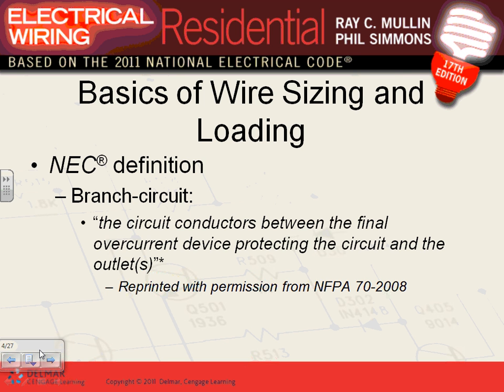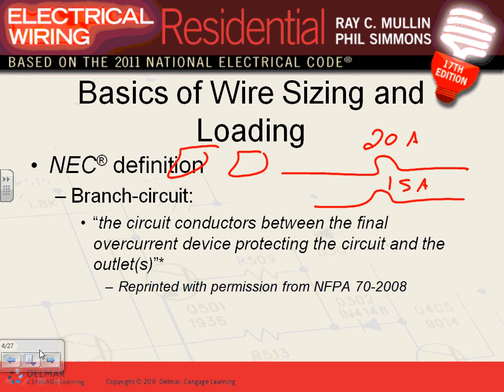Cool? Branch circuits. Branch circuit is defined by the code as the circuit conductors between the last overcurrent device and the utilization equipment. So we're going to be talking about 20 amp as well as 15 amp branch circuits. If you grab your lights and put them on one circuit, this is your branch circuit. If you put all your receptacles on one circuit, that's also a branch circuit. The last overcurrent device, right here, utilization equipment, here and down. Questions about branch circuits? So that's my branch circuit.